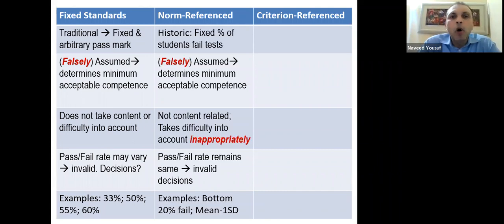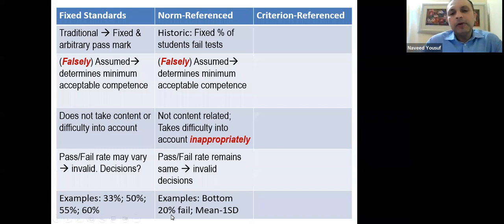Then there are norm-based methods. Norm-based are the standard setting methods, which are again historic. And using them, fixed percentage of students will pass and approximately same percentage of students will fail the exam. Again, it also falsely assumes that it determines the minimum acceptable competence. It does not. The example is given in the last row of the same column.